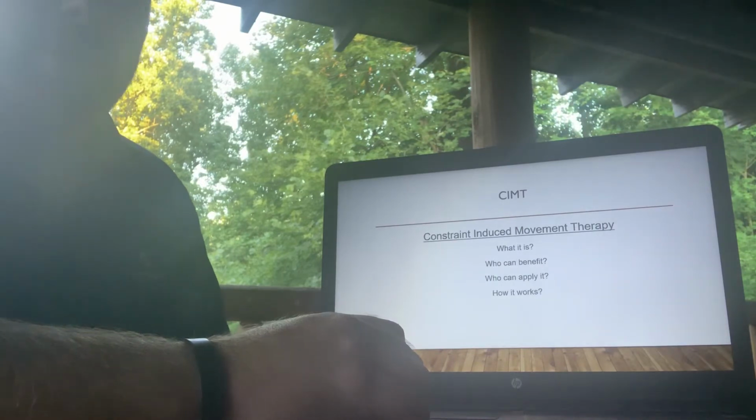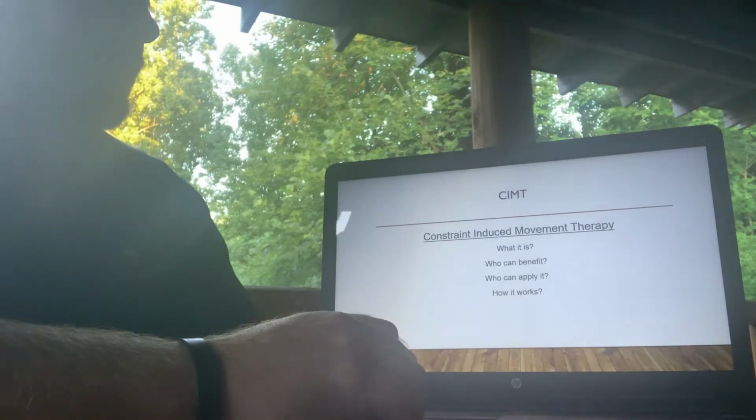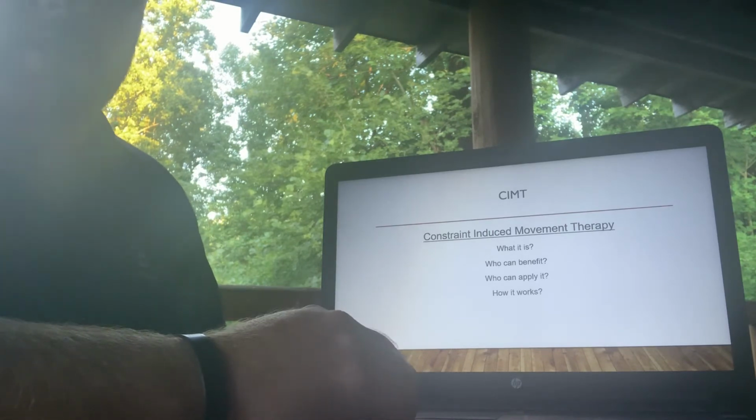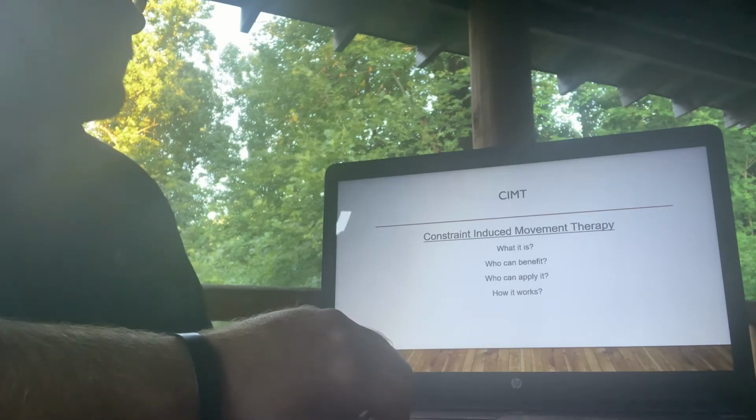What we're going to talk about today is CIMT, which is constraint-induced movement therapy, and its effects on patients that suffer from a CVA.